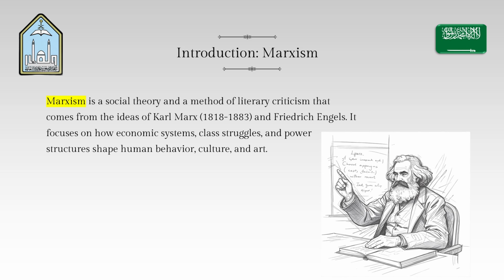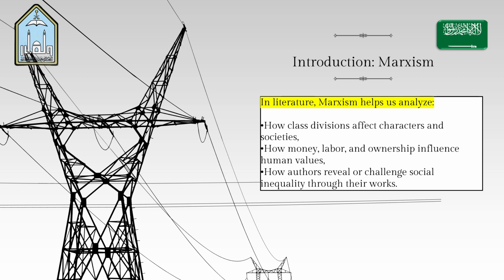Marxism is both a social theory and a method of literary criticism that comes from the ideas of Karl Marx and Friedrich Engels. It focuses on how economic systems, class struggles, and power structures shape human behavior, culture, and art. So in literature, Marxism helps us analyze what? How class divisions affect characters and societies, and how money, labor, and ownership influence human values, and how authors reveal or challenge social inequality through their works.